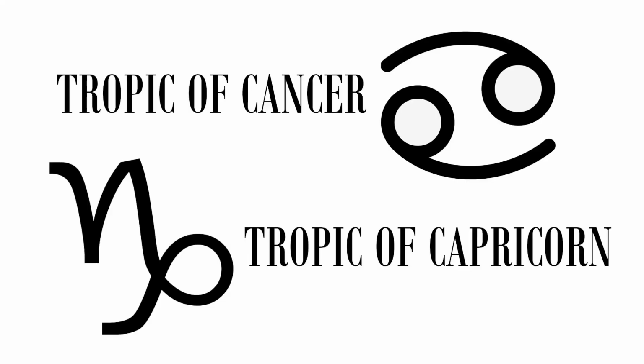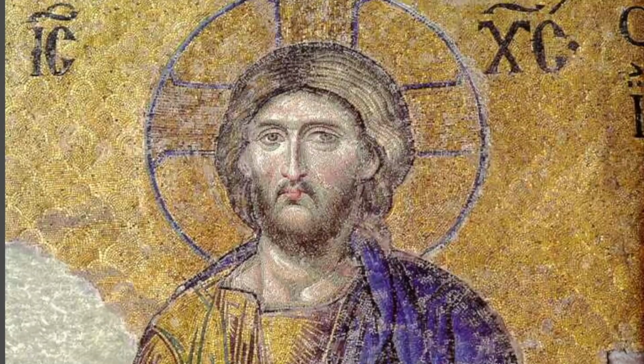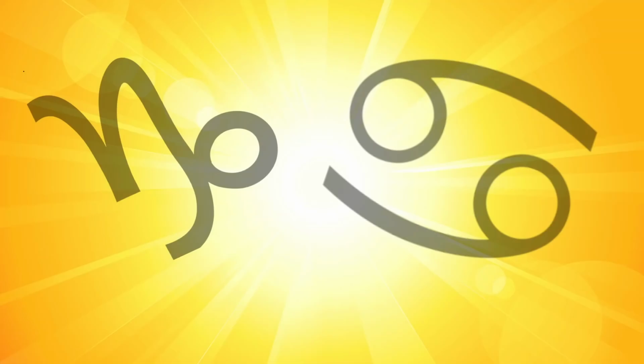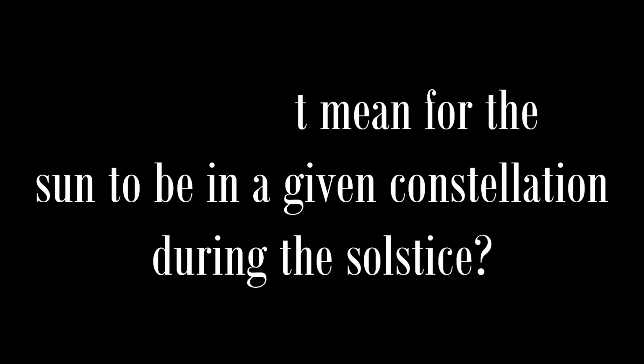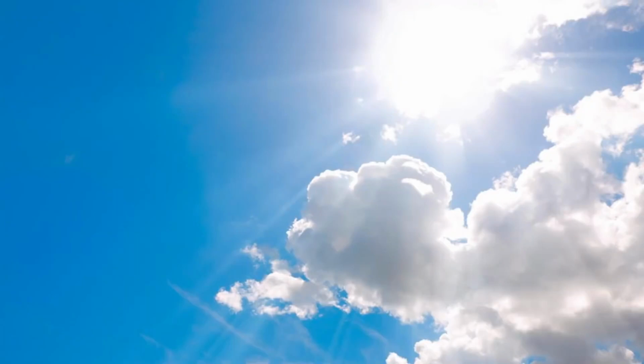As Wikipedia tells us, the Tropic of Cancer and Capricorn were named such because many years ago, in the days before Christ, the days before BC, the sun was in the constellation of Cancer at the June solstice, and the sun was in the constellation of Capricorn at the December solstice. What does it mean for the sun to be in a given constellation during the solstice? It means a position of the sun in the sky at solar noon.